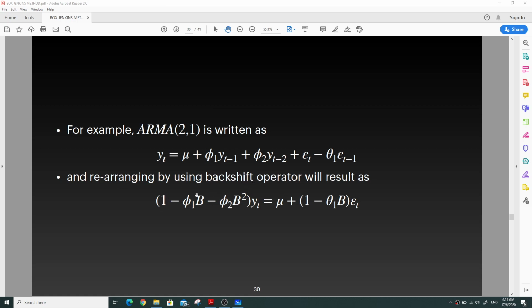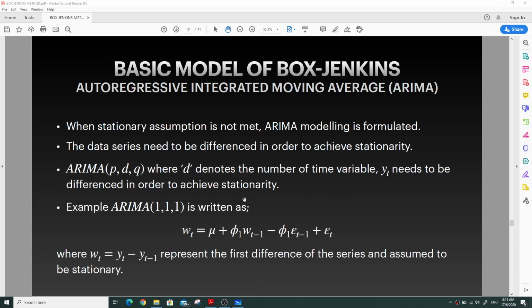So this is the way we write it, and by using the backshift operator, the 2 here is p. p equals 2, q equals 1. So as we can see here, for p you will have B squared, because p is equal to 2. For q, the backshift operator goes up to B only, since q equals 1. That's why it is easy for us to write it in terms of the backshift operator.